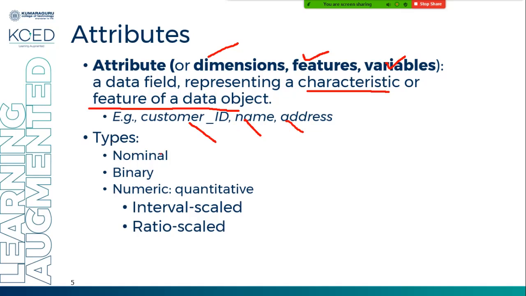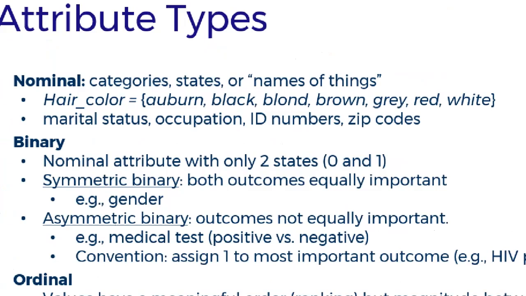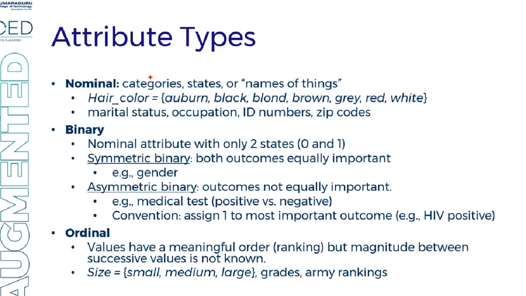Attributes are divided into nominal, binary, ordinal, and numeric, that is quantitative, interval and ratio scale. So these are the types of attributes. We'll discuss the attributes one by one. First one is the nominal attribute. These are known as categories, states, or names of things.